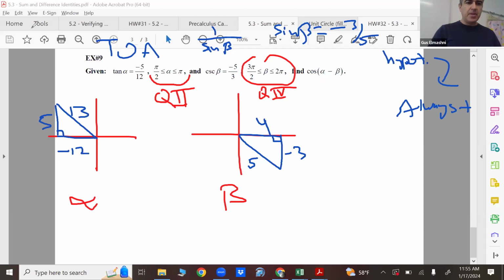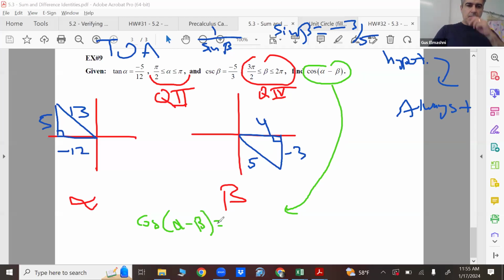Now let's work this out. So that's half the battle, by the way. Getting all this straight, that's half the battle. The other half is actually then applying the formula. Cosine of alpha minus beta equals, now remember the formula is cosine alpha times cosine beta, now it's plus sine alpha times sine beta.